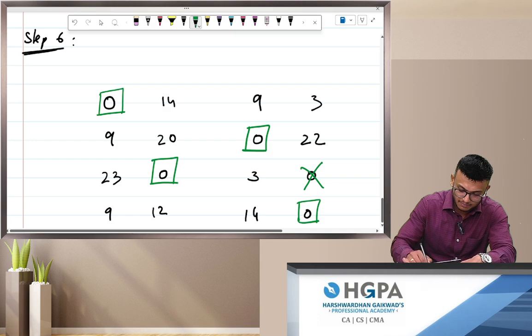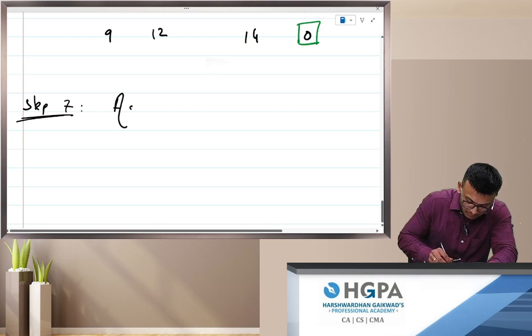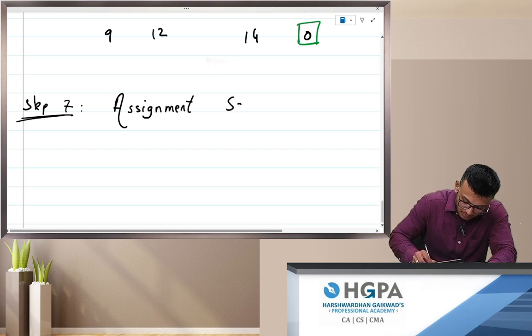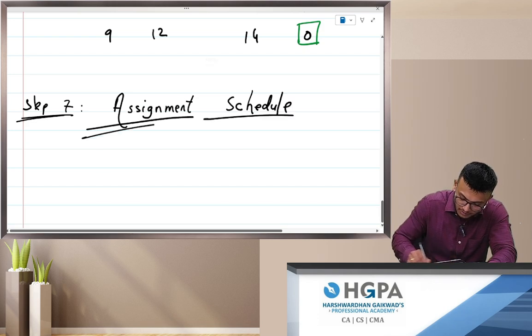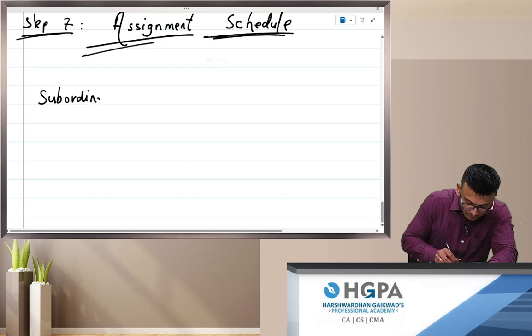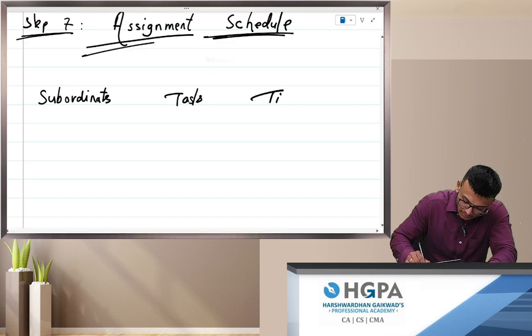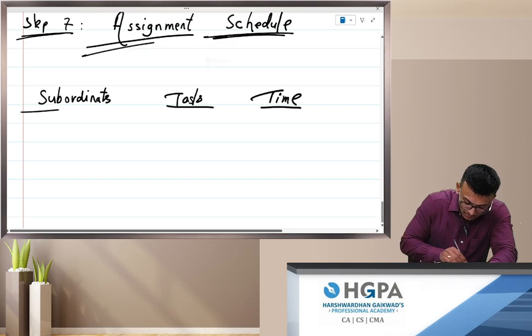Okay. Step number 7. Assignment schedule. So what you can do is write subordinates, tasks, and time. Okay. Simple.